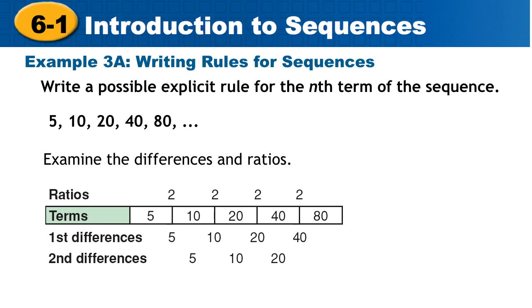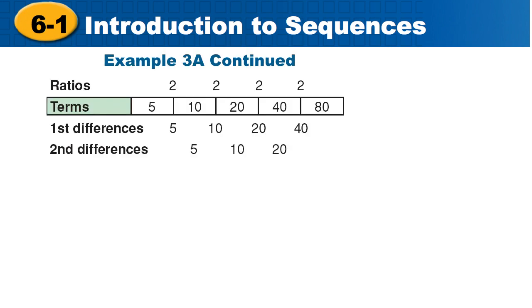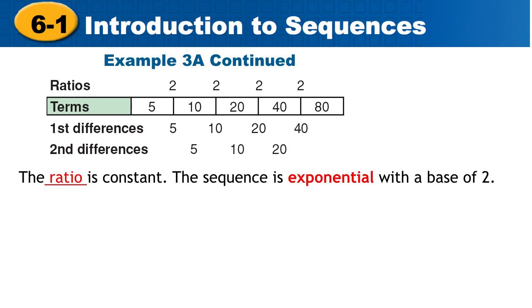have to check ratios. So 10 divided by 5, 2; 20 divided by 10, 2; 40 divided by 20, 2; and 80 divided by 40, 2. So as you see, ratios are constant. So we can say that it is an exponential pattern. So what are we gonna do? We are gonna write an exponential formula. So you know how to write an exponential formula.